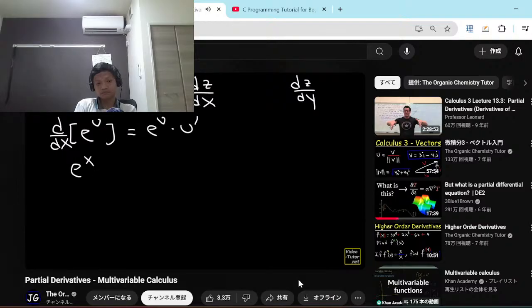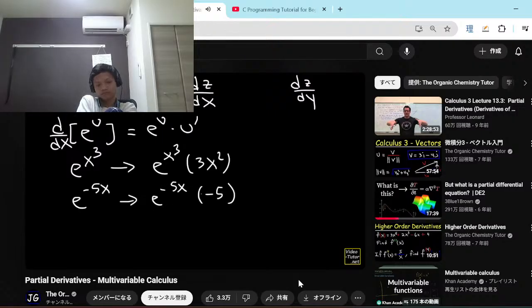So let's say if you want to find the derivative of e to the x cubed, it's going to be the same thing, e to the x cubed times the derivative of x cubed, which is 3x squared. If you want to find the derivative of e to negative 5x, it's going to be e to negative 5x times negative 5. And e to the x is going to be the same thing times the derivative of x, which is 1. So I'm going to give you some examples so you know how to use this formula.